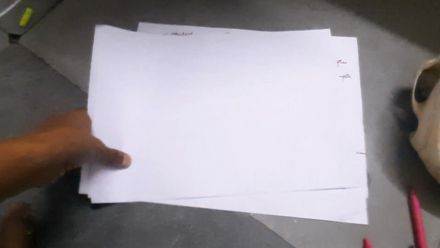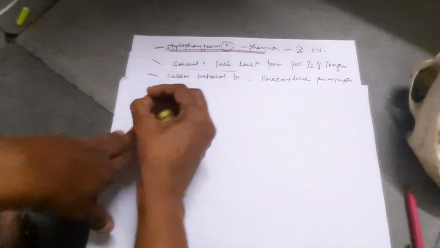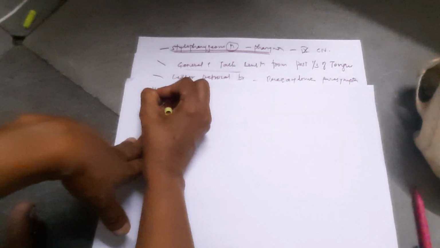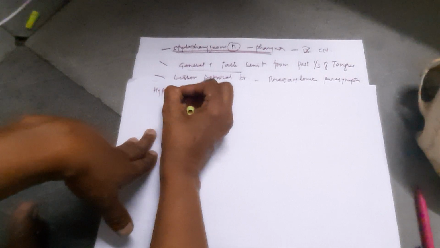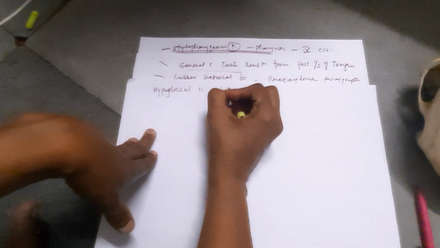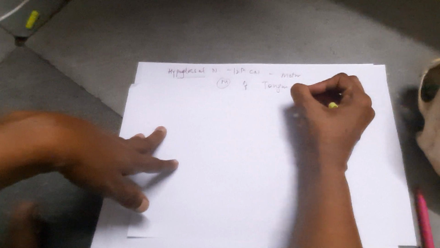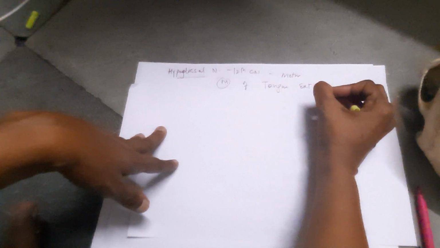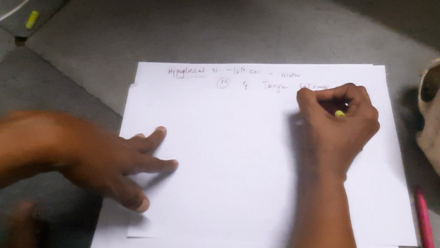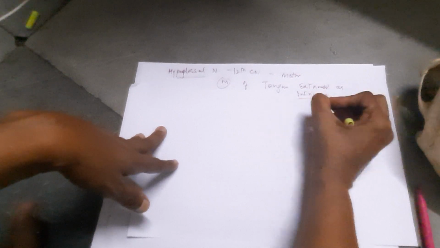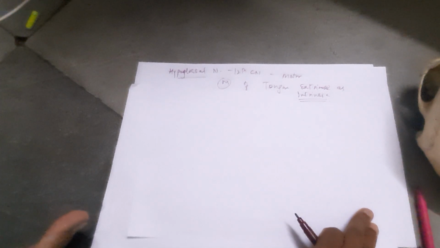Now we come to the 12th cranial nerve, which is the hypoglossal nerve. Okay, this 12th cranial nerve is also purely motor, and it supplies the muscles of tongue, extrinsic as well as intrinsic muscles. They are supplied by 12th cranial nerve.